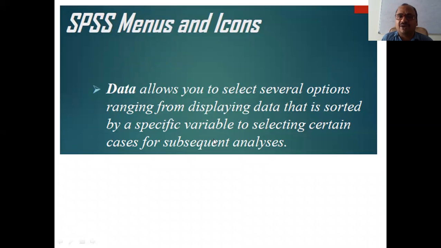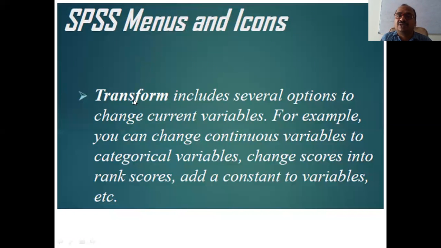It is the data what you have entered. Transform, for example, here you can see, from one variable to another variable, if you want to change, you can change it. You can change the continuous variable to categorical variables. Change the scores into rank scores. Add a constant to a variable. Wilcoxon rank sum test, we are giving ranks, no? That ranks you can do.